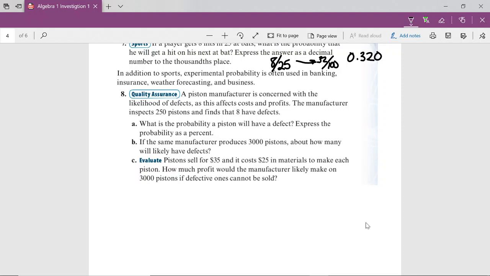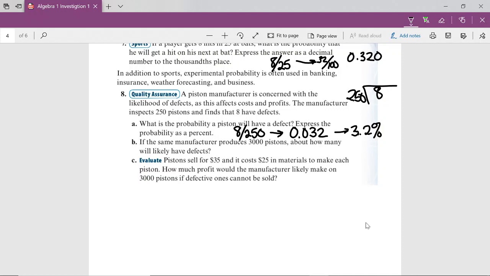Well, what we are saying is the number of defects out of the total number that he looked at is 8 out of 250. Well, you can go ahead and just do 8 divided by 250, and you will see that this ends up coming out to be 0.032. But that's our decimal form. So I need to multiply this by 100. Visually, this looks like moving the decimal 2 places to the right, and we get 3.2%.